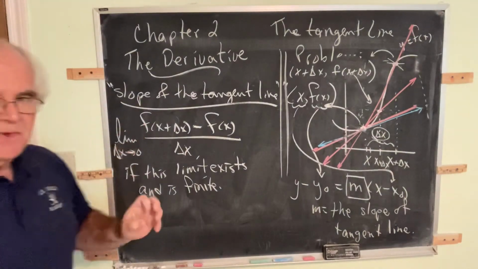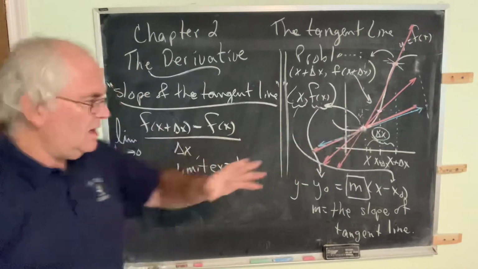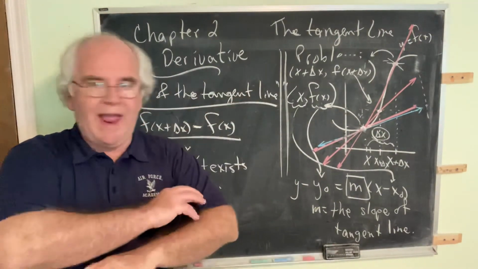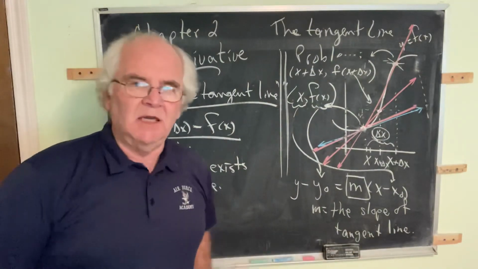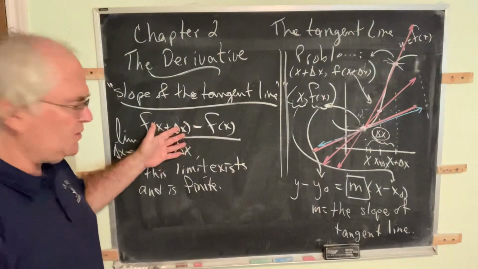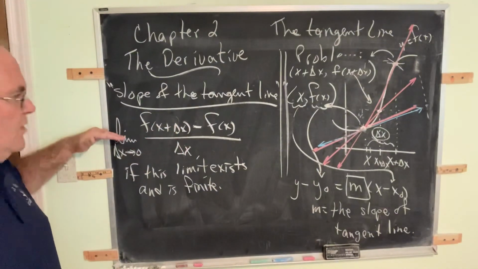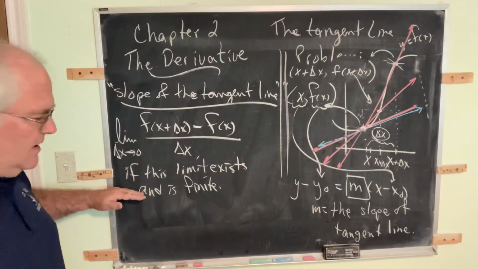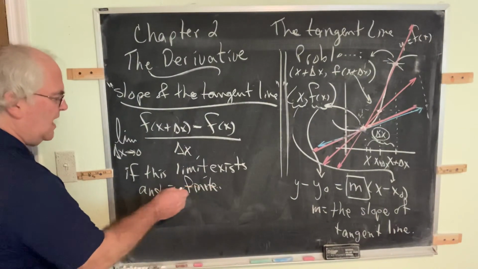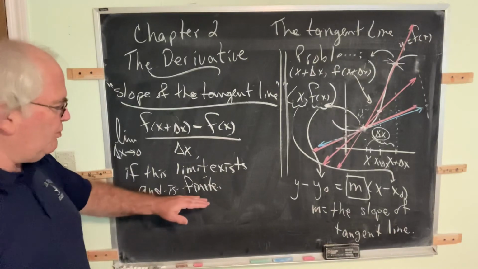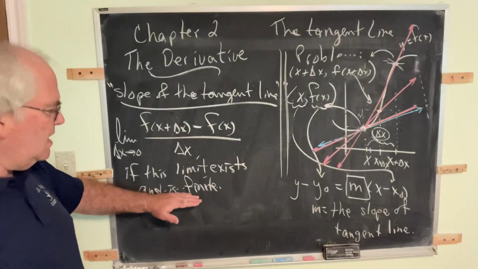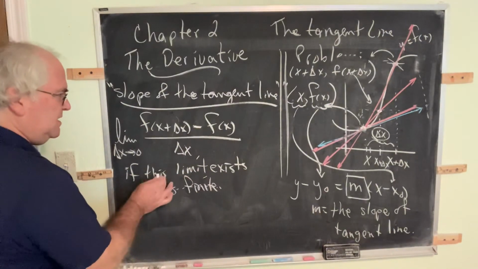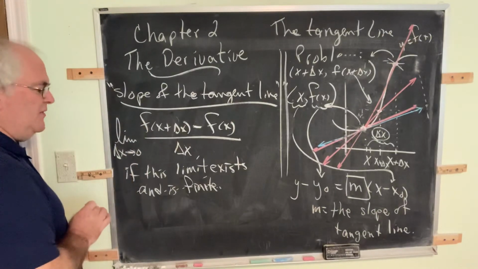If this limit works out to be positive infinity, then this is not the slope of the tangent line. If this limit fails to exist for any reason, and we've seen reasons why limits might fail to exist, then this is no longer the slope of the tangent line. If this limit exists, and if this limit is finite, and again, I'm going to stop saying this every time, but until further notice, we will presume that this phrase is included in this phrase. So when we say, if this limit exists, then this is the slope of the tangent line.